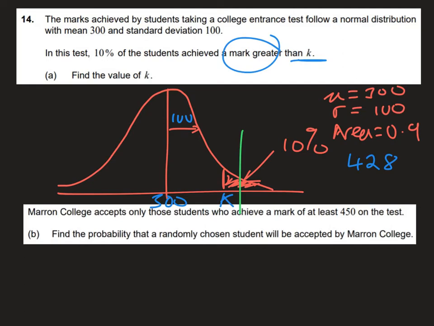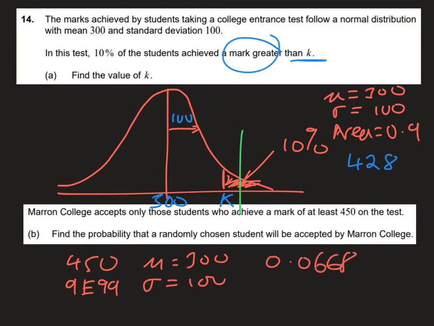So here we're given the actual values and we're asked to find the probability. So this is just going to be the standard probability distribution function. You're going to set the lower boundary as 450, the upper boundary as just a proxy for infinity, so just a large number, like 9 e to the 99. And the mean is 300, and the standard deviation is 100. If you do that, you will end up with an answer of 0.0668, which is therefore 6.68%.